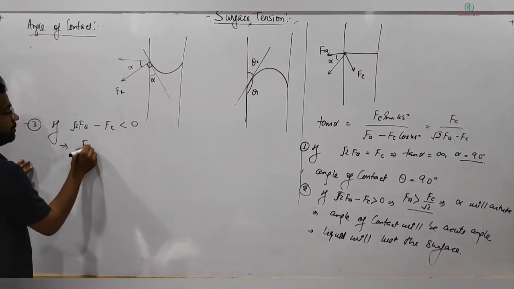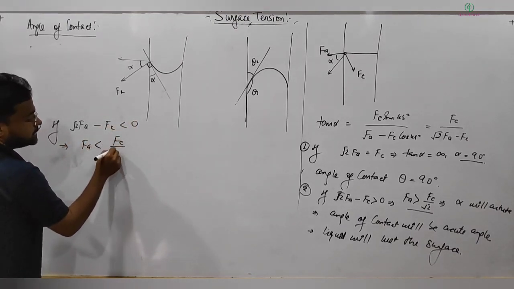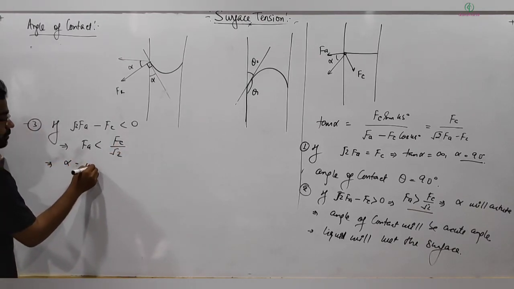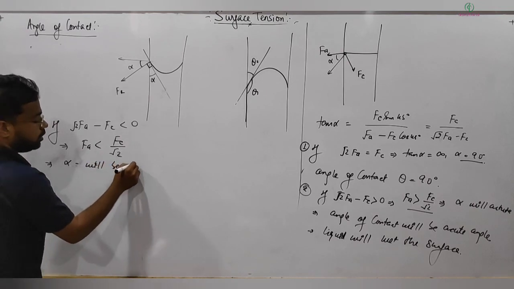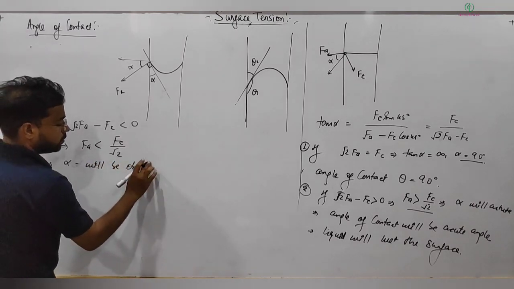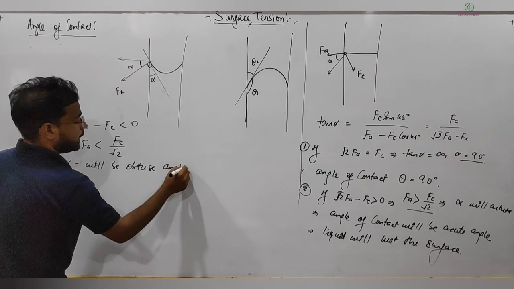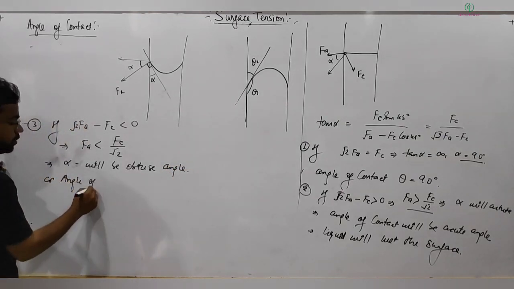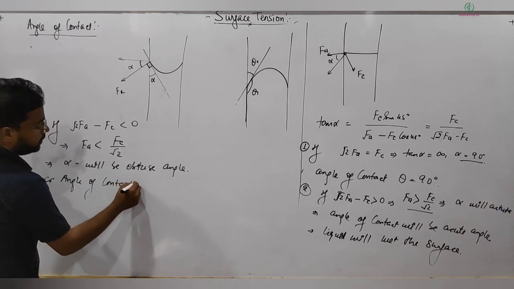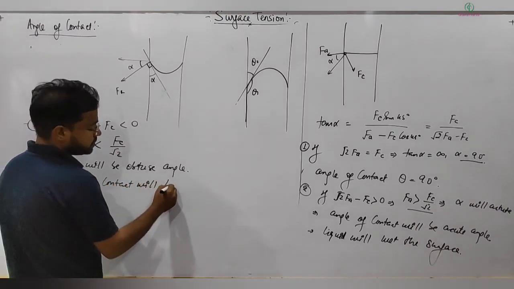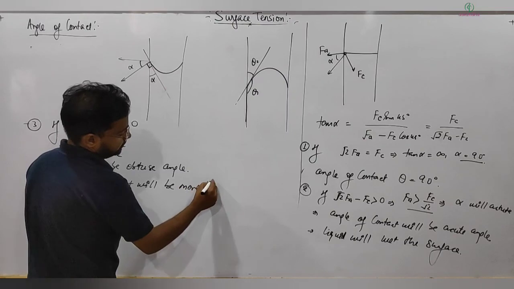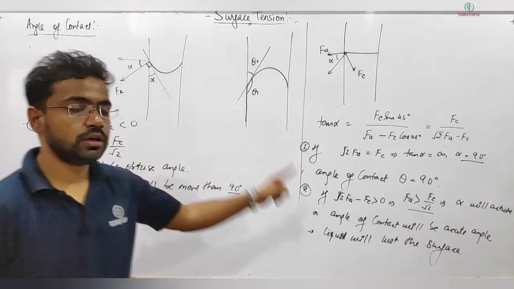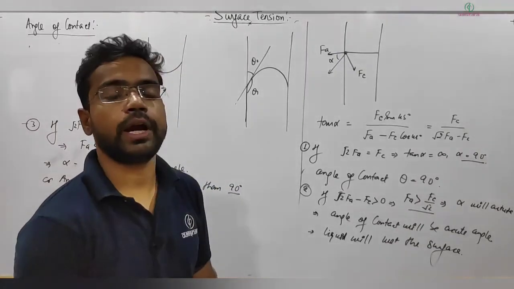That implies F adhesive is less than F cohesive by root 2. In that situation, alpha will be obtuse angle, or you can write angle of contact will be more than 90 degree. So these are different possible cases for angle of contact.